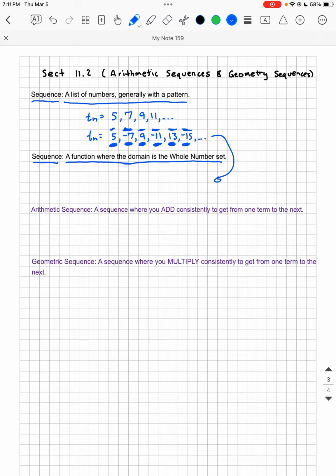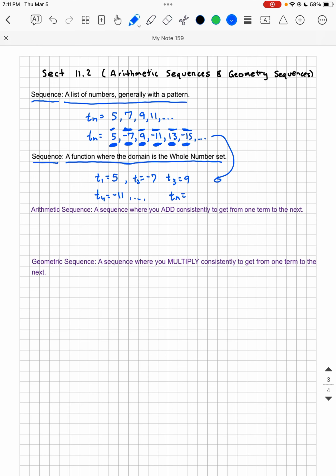In the previous one, we can say more specifically, t of 1 is equal to 5, t of 2, which is the second term, is equal to negative 7, t of 3 is equal to 9, and t of 4 is equal to negative 11, and so on and so on. When somebody writes t of n, that usually means the sequence as an equation. If you can write that equation, great, but sometimes you just cannot do it.